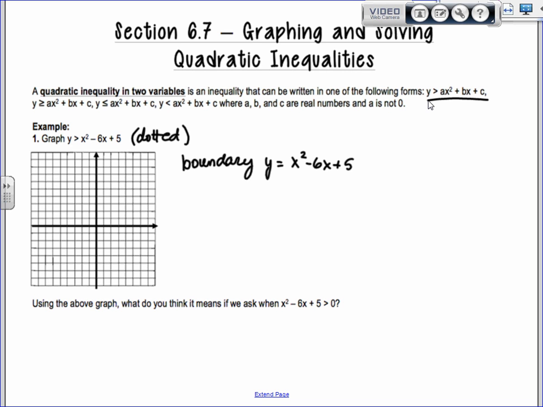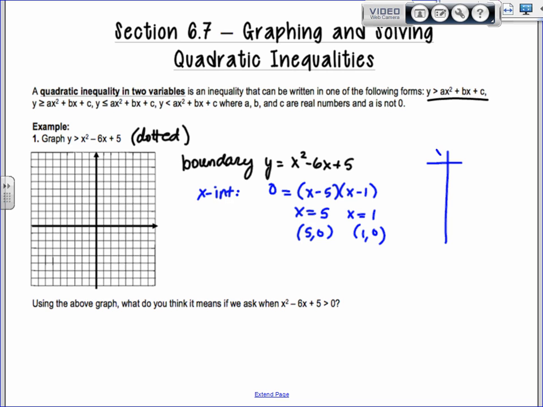So one of the things we've talked about is the x-intercepts, or the zeros, right? So we plug in 0 for y, and we factor. So we'd have x minus 5, x minus 1. So we'd get x-intercepts at 5 and 1. So these are just the points, (5, 0) and (1, 0). So we have those points. So if I was doing a t-table, right, I would plug in 1 and get 0. I would plug in 5 and get 0. So I have (1, 0), and I have (5, 0).